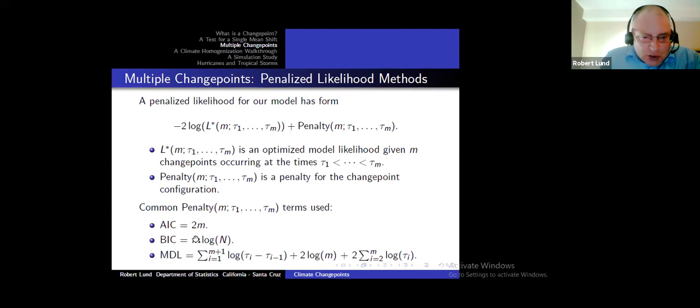You see how these two penalties are just proportional to the number of change points there. The more you put, the more you charge, as a linear function of M. This one is much more involved and has to deal with, you would think, that change points that occur close together should be penalized higher than sparsely placed change points.